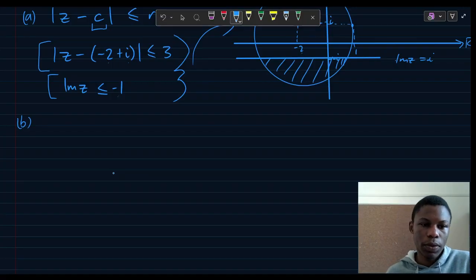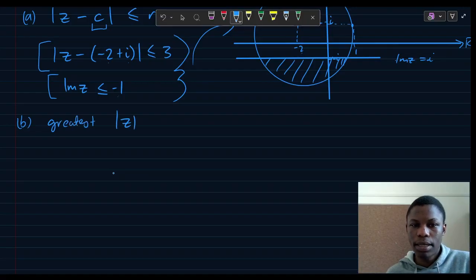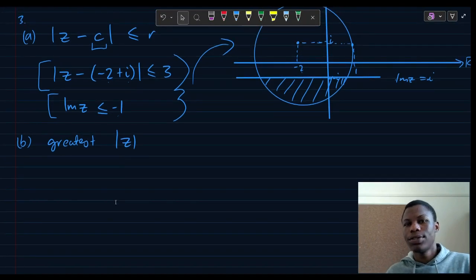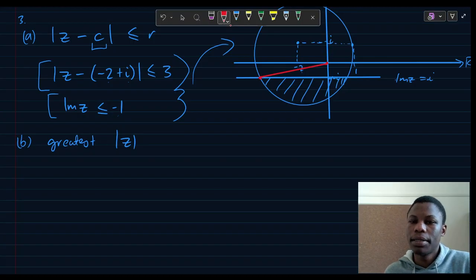So we want the greatest value of mod z. So we want the greatest distance from the origin to points in this region. The greatest distance is going to come from that point there. So we need to find the length of that line, because that's the greatest mod z. And for us to do that, we need to know what the coordinates are at this point. We do know one of the coordinates, which is the imaginary part. We know that that's negative 1.